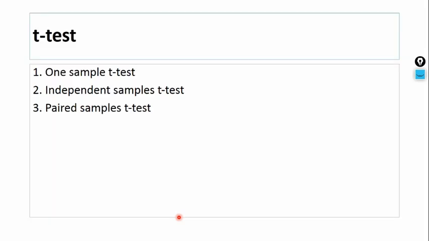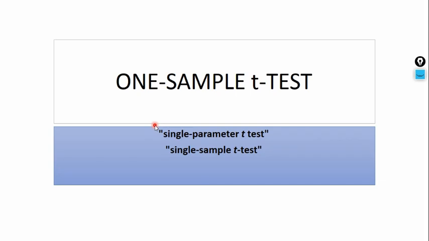Let's start with t-test. There are three types of t-test: one sample t-test, independent sample t-test, and paired sample t-test. We will start here. In this video we will discuss one sample t-test. One sample t-test is also called single parameter t-test or single sample t-test.